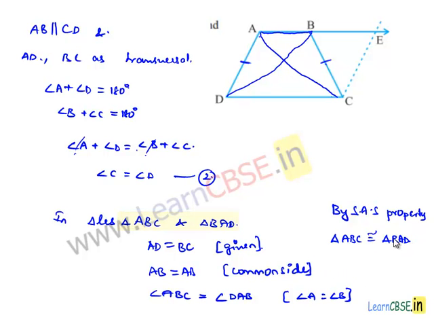We know that when two triangles are congruent, then their corresponding sides can be equated. So here we can equate their corresponding sides, that is AC is equal to BD. This is what our fourth proof required.